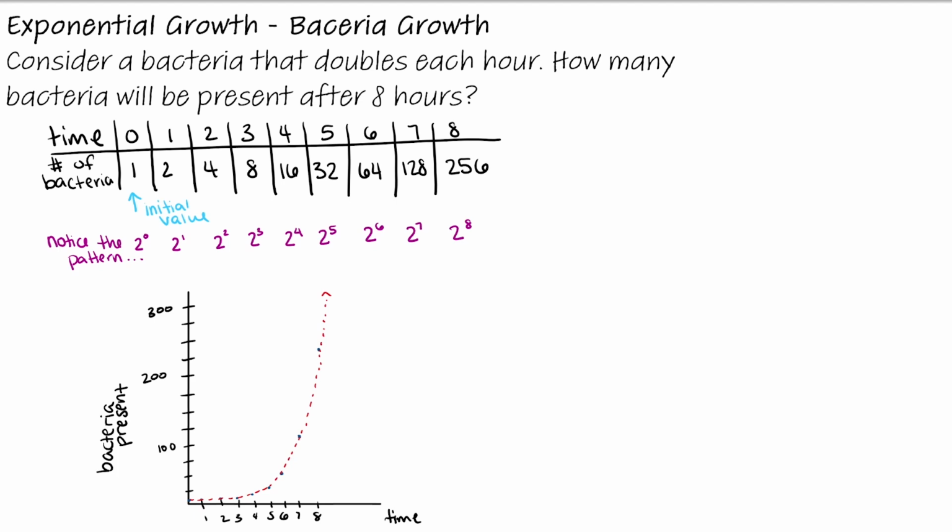So let's take our formula, which is y = a(1 + r)^t. Our a is 1 because that's our starting or initial value.